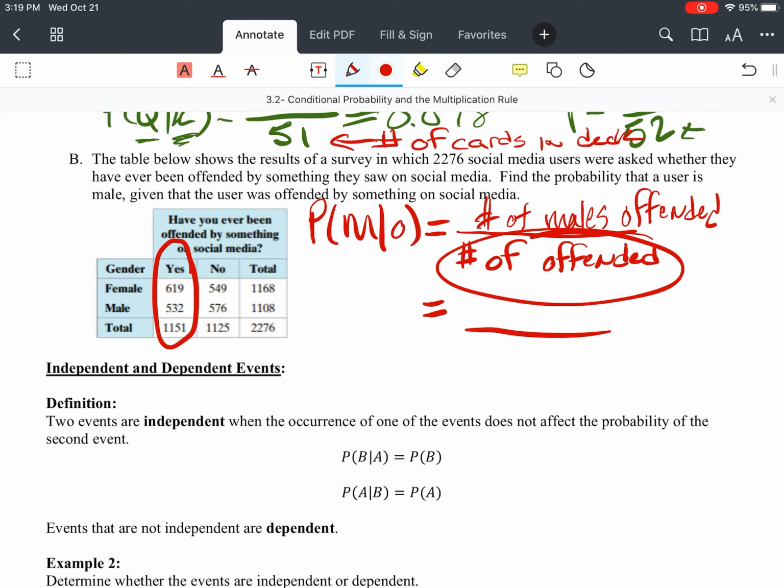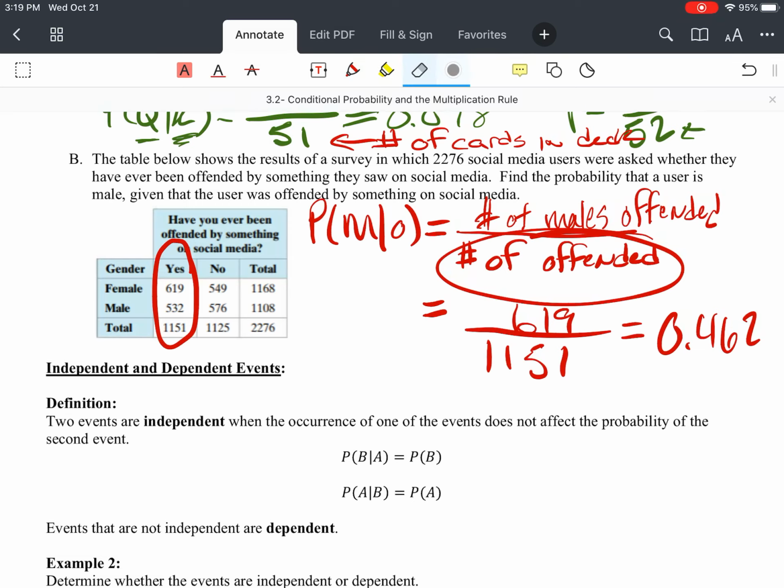The way we'd set this up, we have a total of 1,151 people who were offended, and of those, 619 were male. We could obviously change this to a decimal, which would give us 0.462. So the probability that if they're offended, they're male, is about 46%.